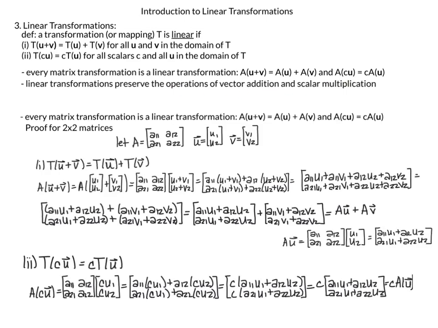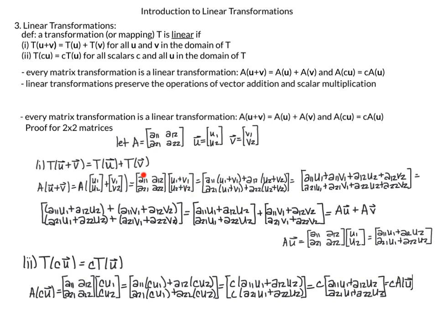But I'm going to do a quick proof for 2 by 2 matrices that matrix multiplication is linear. And the first thing I need to show is that T of u plus v is equal to T of u plus T of v. So for a 2 by 2 matrix, we're going to let A equal A11, A12, A21, A22, u is equal to U1, U2, and v is V1, V2. So A of u plus v, so first I add my u plus v, so I have my matrix A times U1 plus V1, U2 plus V2.